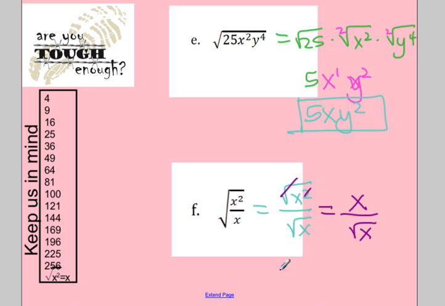I said if you are going to simplify something all the way, you cannot leave a radical in the denominator. So what we do is you multiply by what will give you the pair. So right now I have an x, so it'd be nice if I had another x. So I would multiply by another square root of x. This process that we're doing now is called rationalizing the denominator.